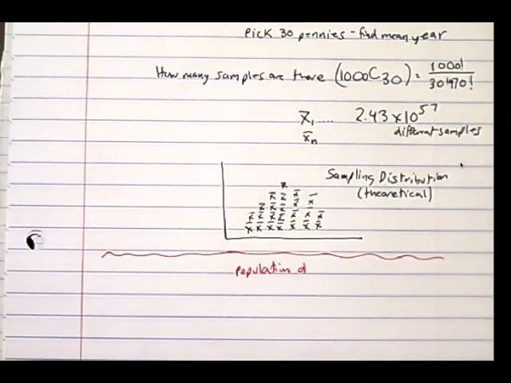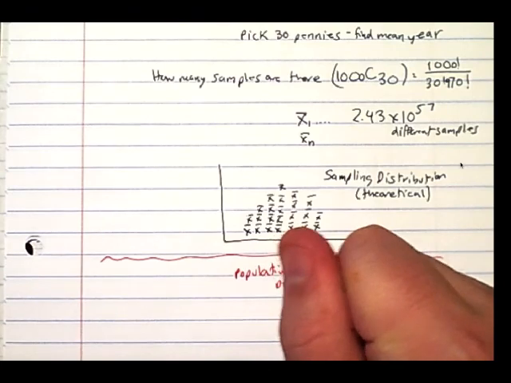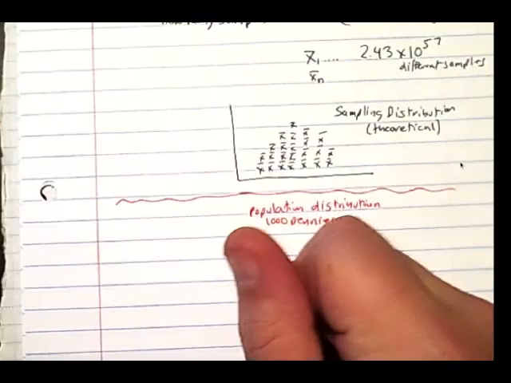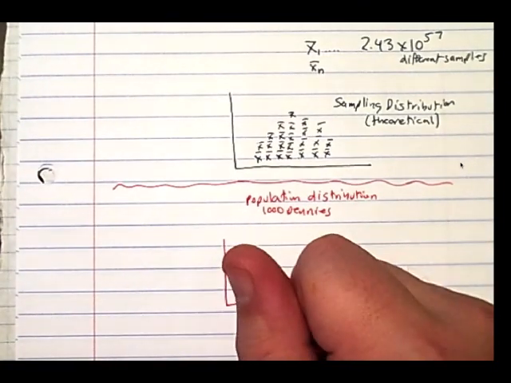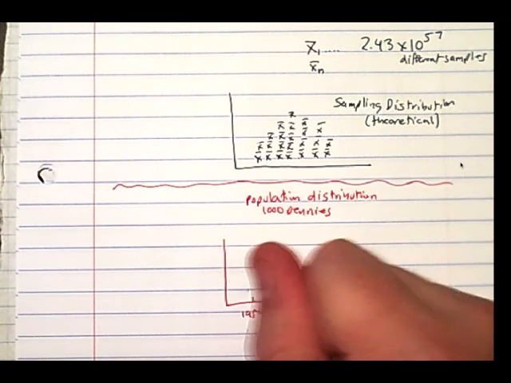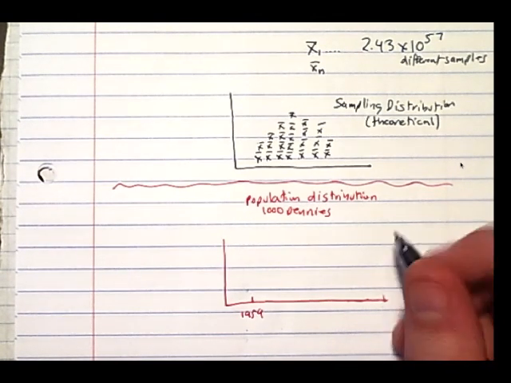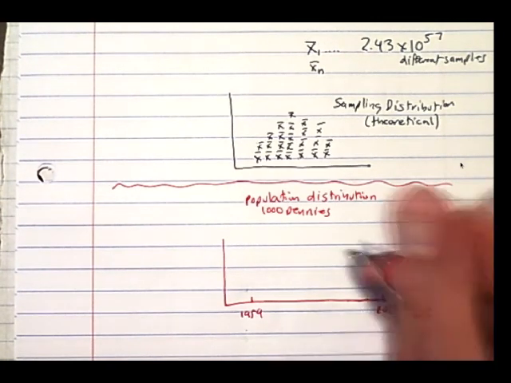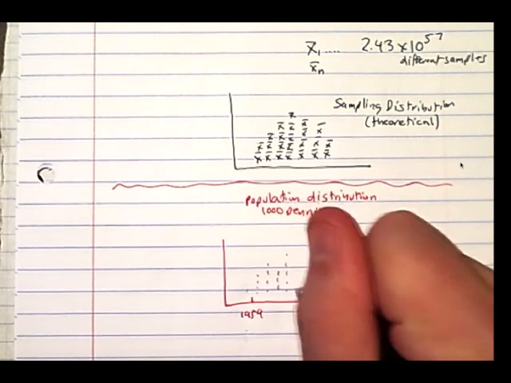So in a population distribution, again, let's talk about the pennies that we've been working with. I have 1,000 pennies. If I were to simply take out all 1,000 pennies, I could make a histogram, or a dot plot, or a stem plot, any type of graphical display, up to, I think the last one I had was 2016. And I could just plot out the distribution of those 1,000 pennies.